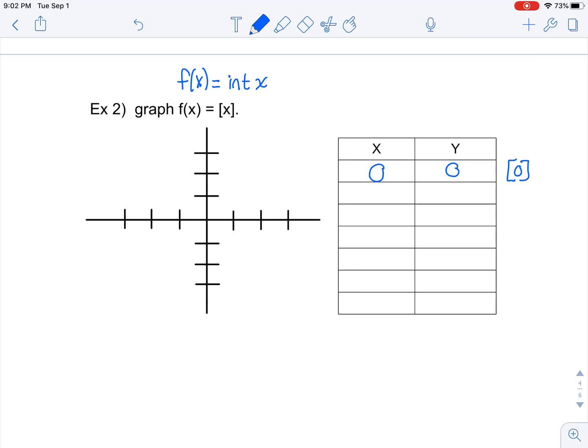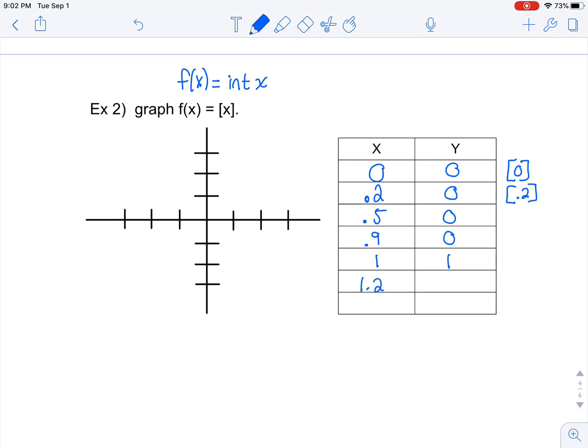Okay, well what if I plugged in 0.2? Well, if I find the greatest integer of 0.2, that's actually going to round back down to 0 again. 0.5, that's going to round back down to 0. 0.9, that's going to round back down to 0. As soon as I plug in 1, the greatest integer of 1 is itself.